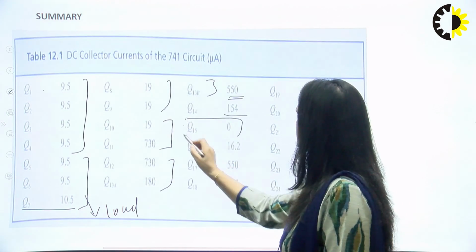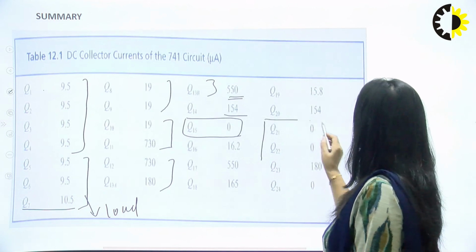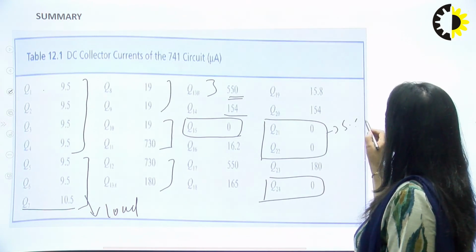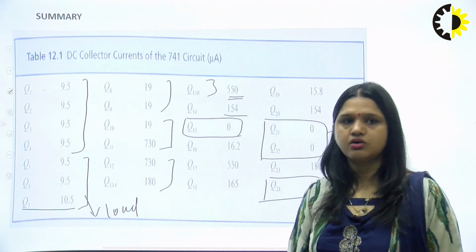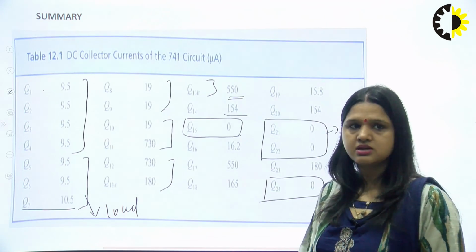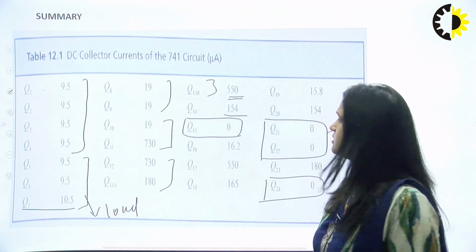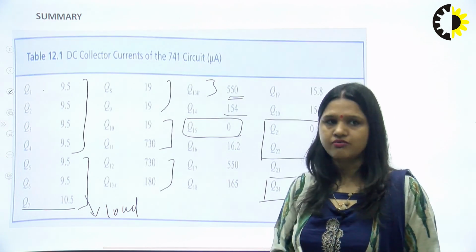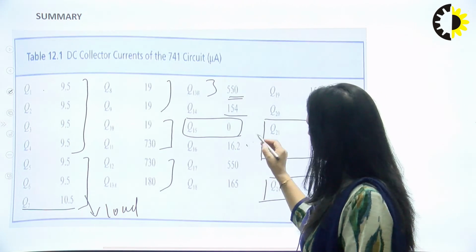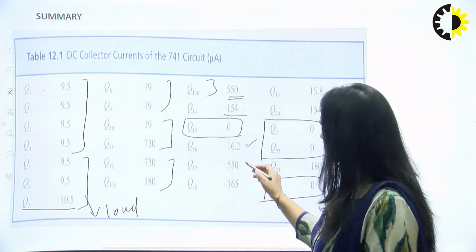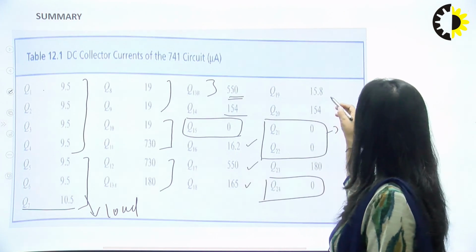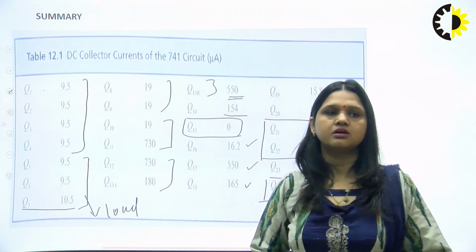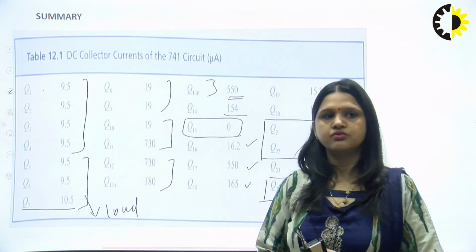Q15, Q21, 22 and Q24 are the short circuit protection circuit transistors, and normally they are off. So if we talk about the DC analysis of the short circuit protection circuit, the current across these transistors equals 0, because normally they are in the off state. Q16 we have calculated in this lecture only. Then Q17, Q18, Q19, 20 and 23. So this is how we can do the DC analysis of the 741 IC.